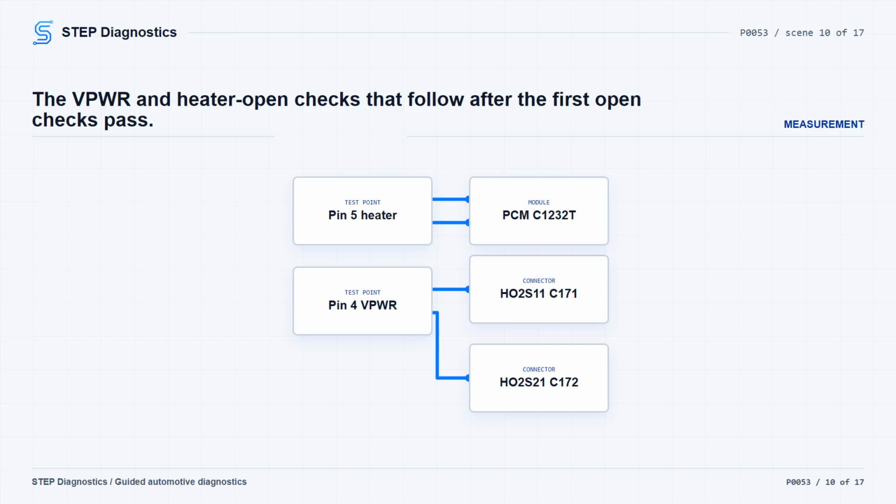open again. C171 pin 5 to C1232T pin 47 for HO2S11, or C172 pin 5 to C1232T pin 46 for HO2S21. That resistance should be less than 5 ohms. If it is not, repair the open circuit, reset KAM, and repeat the self-test.